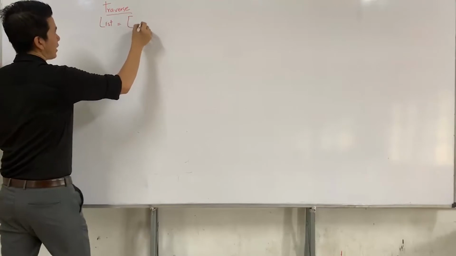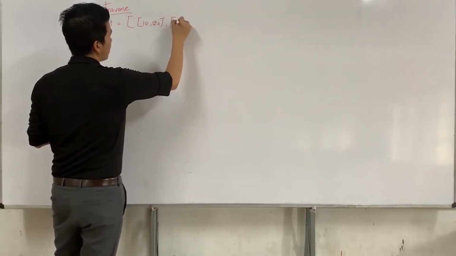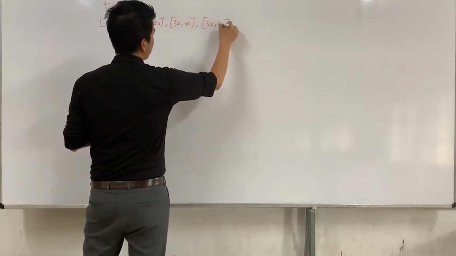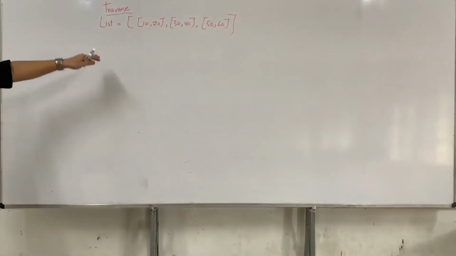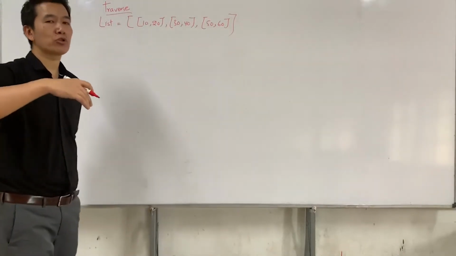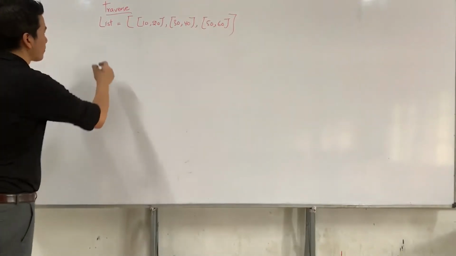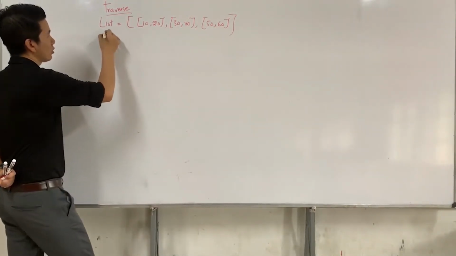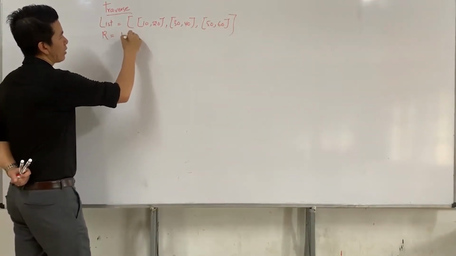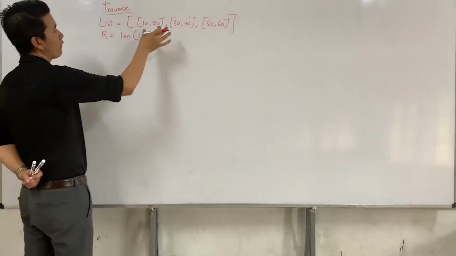An example like something like say 10, 20, and then you have 30, 40, and then you have 50, and then you have 60. So you already have the list created as 10, 20, 30, 40, and 50, 60, and you're supposed to write a program which will traverse or print the individual elements, right? So this is pretty simple. R is equal to, can I say, length of list? Length of list means the number of elements in the list.